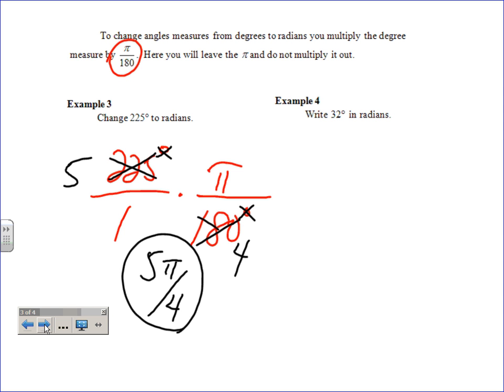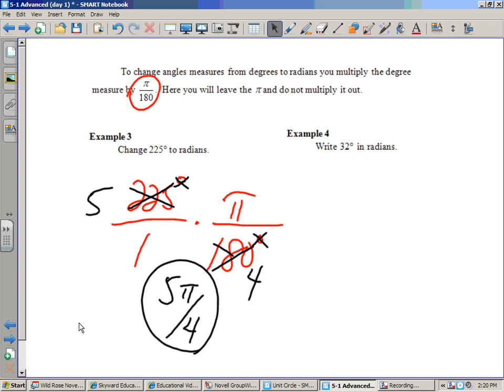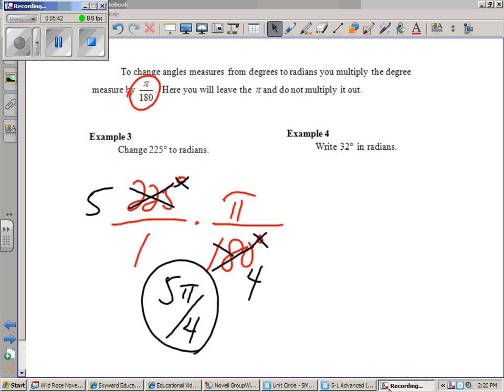Is 32 degrees one of them that we memorize on the unit circle? No, but is it still technically on there? It is. Okay, so why don't we see if we can convert that to radians? Okay, so why don't you go ahead and convert that one right now on your own.